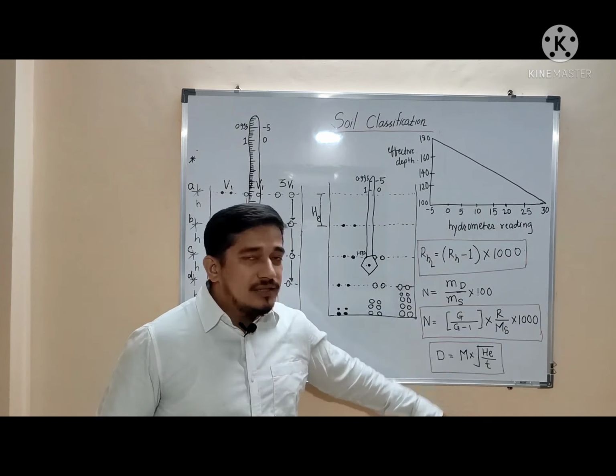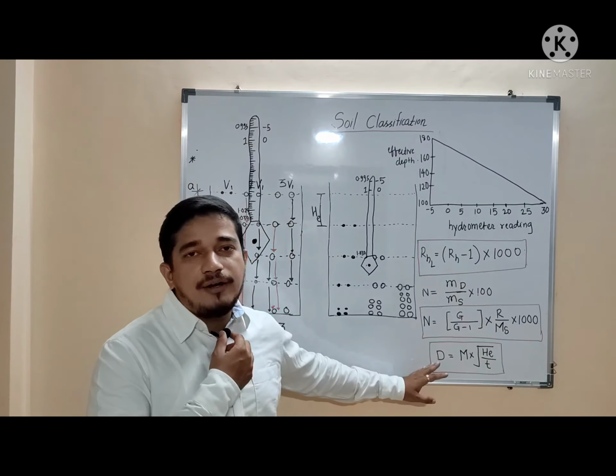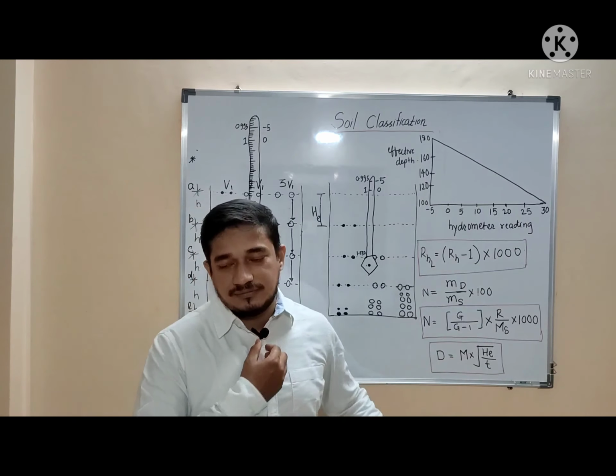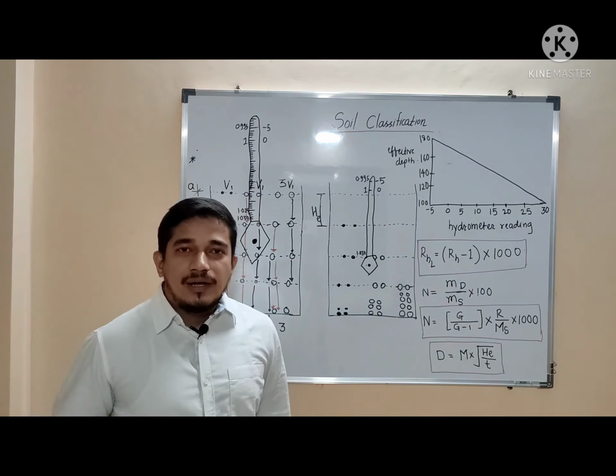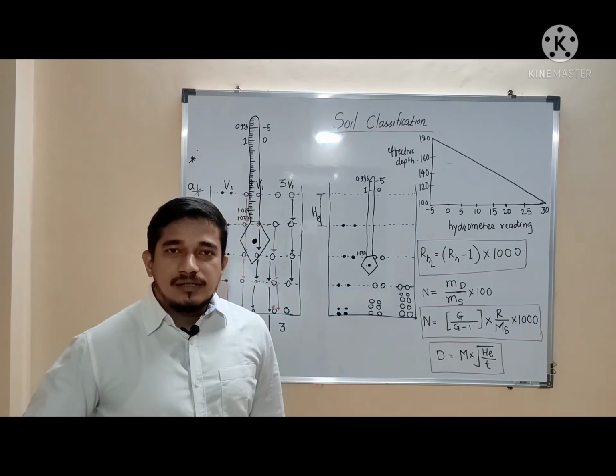So after knowing all of the characteristics, we can find out this M and we can get He from the hydrometer reading and we can measure the time. So depending on that, we can find out this particle size. Now the question arises how to find out this He.